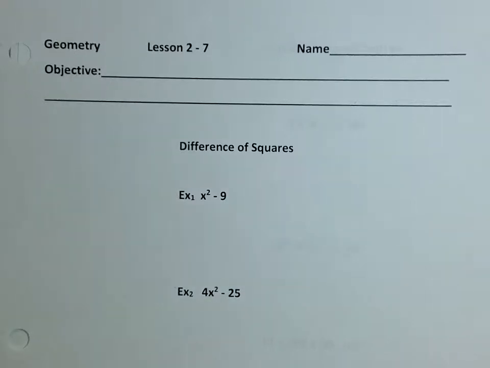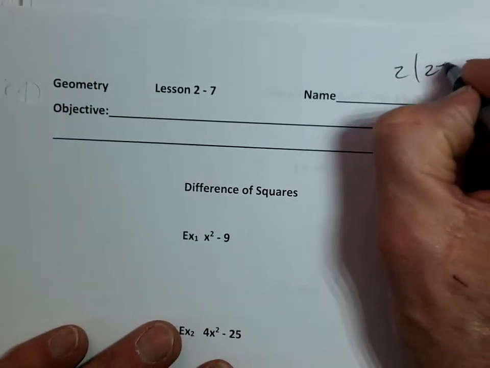Okay, what is it? 2:27. It's almost March. Hard to believe with the weather, huh?